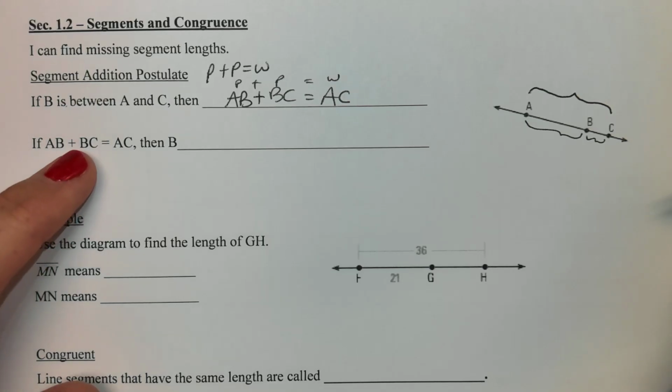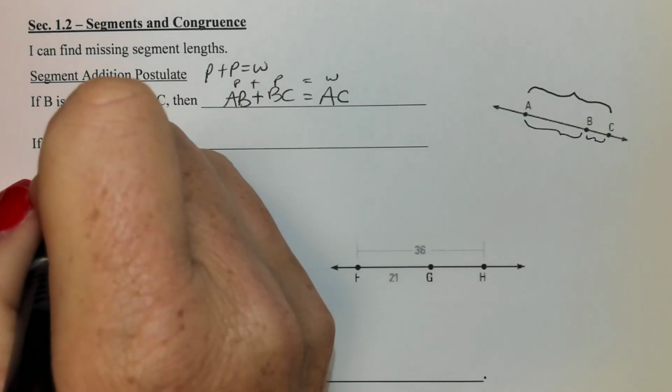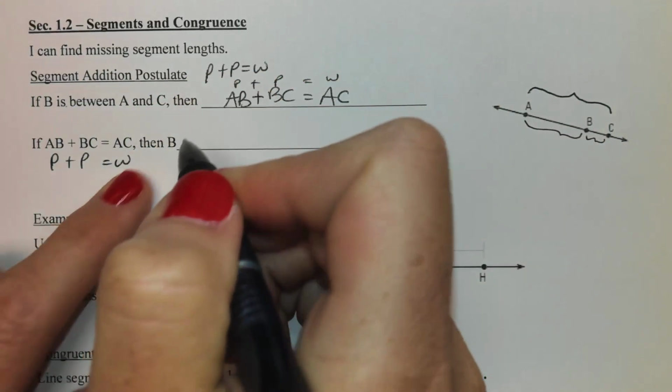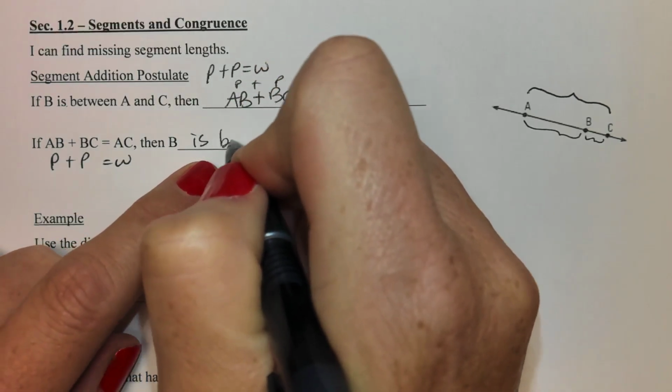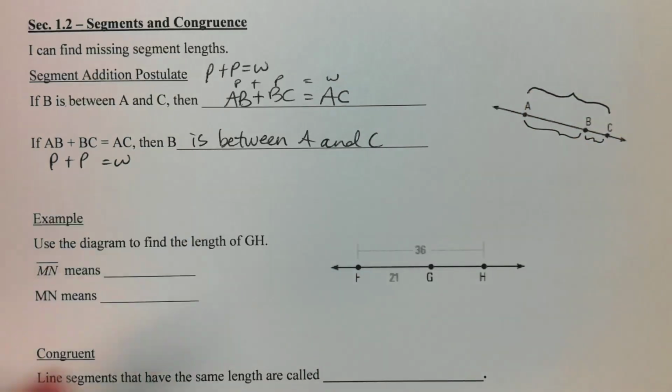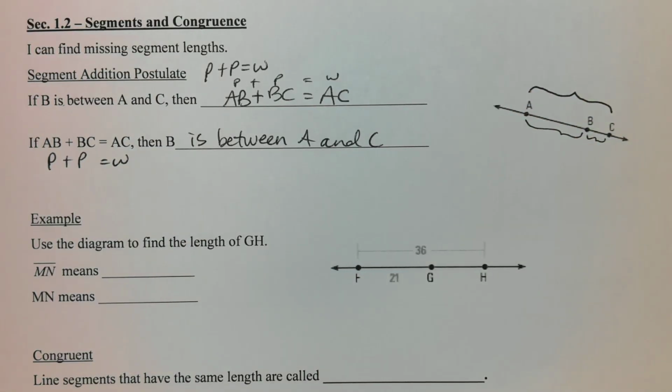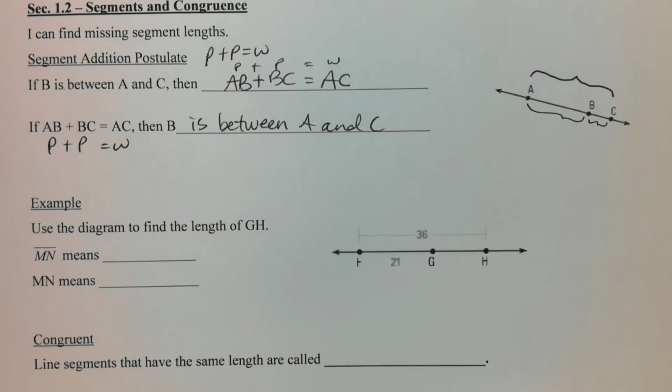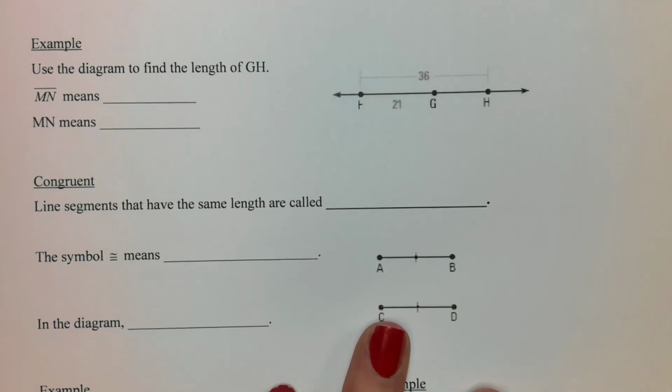And then it's kind of in reverse as well. If I take the two parts and put them together, then B is between A and C. So if it can be made up of pieces, then B's got to be in between them. Okay? So we're going to use that same idea the whole day, that kind of part whole thing.